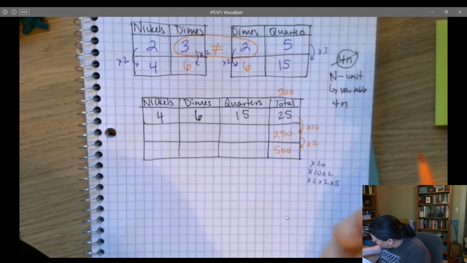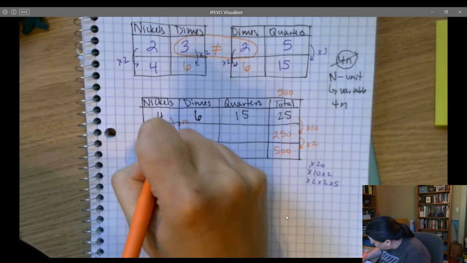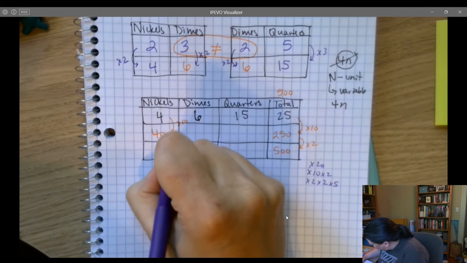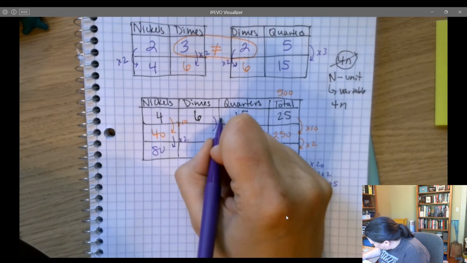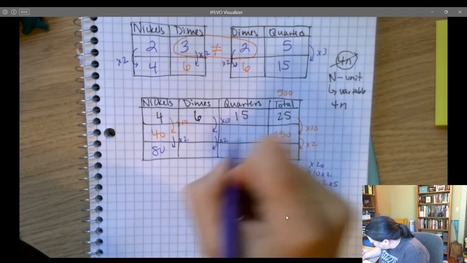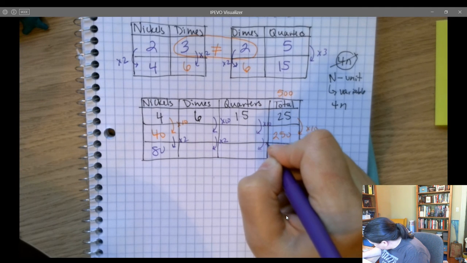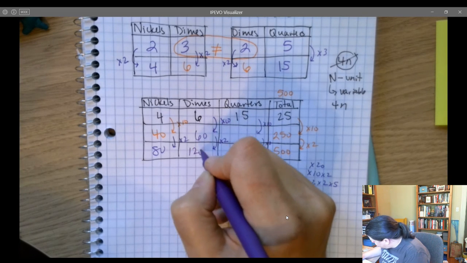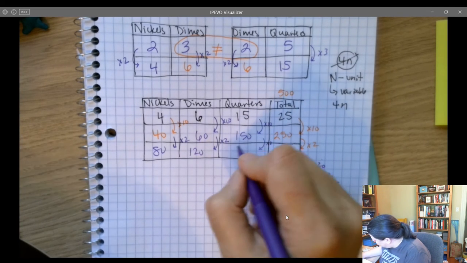So for nickels, I'm going to do times 10, which is 40. Oh, that color doesn't work. Sorry. 40, and then times 2. 40 times 2 is 80. I'm going to do times 10 times 2 there, and times 10 times 2 there. 60, and 60 times 2 is 120. 15 times 10 is 150, and 150 times 2 is 300.